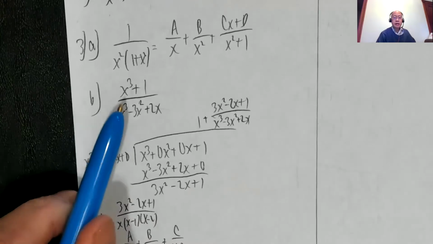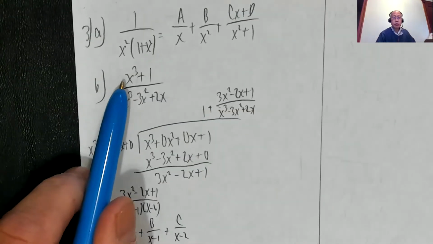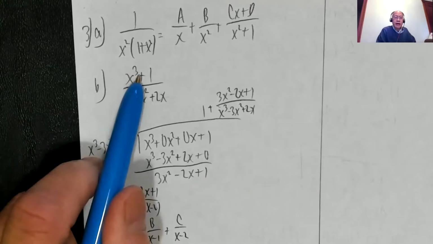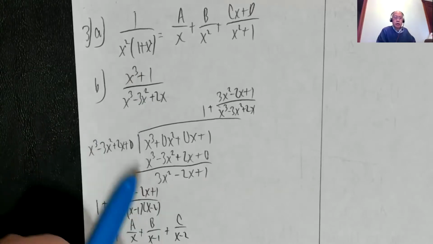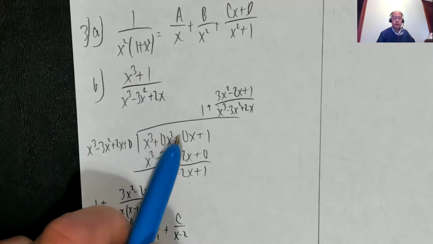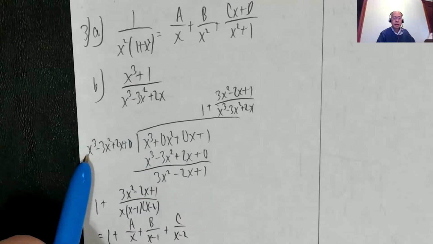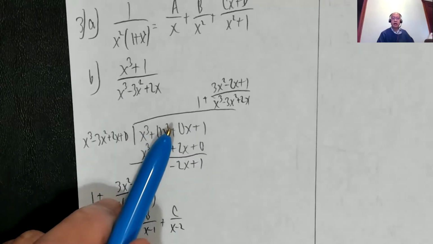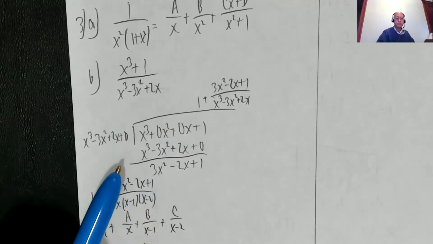Okay, 5b, a little bit longer, you have to do the polynomial long division. The degree of the numerator has to be smaller than the degree of the denominator. So if these are both 3, you divide out so that this becomes degree 2 or smaller. So I set up the long division. x cubed plus 0x squared plus 0x plus 1, over x cubed minus 3x squared plus 2x plus 0. Anything which is missing counts as a 0 coefficient.